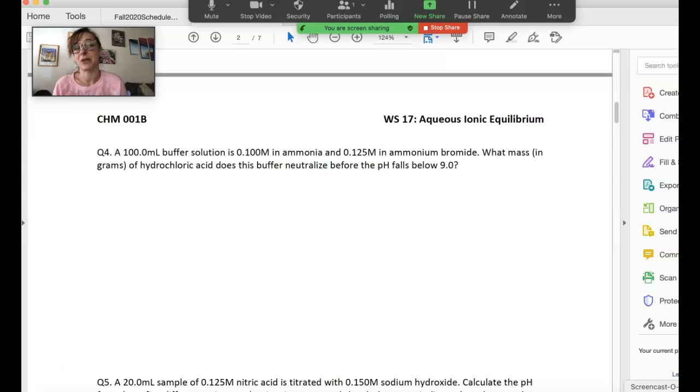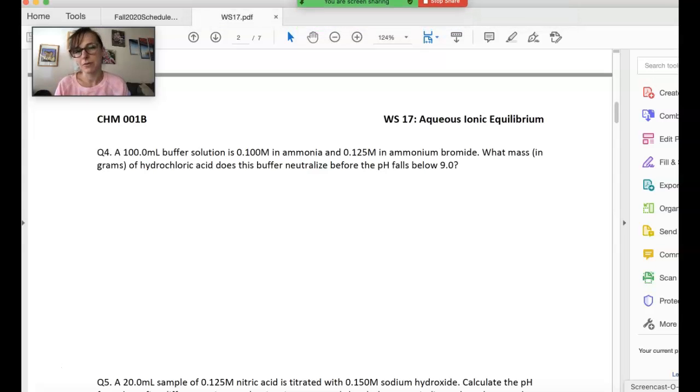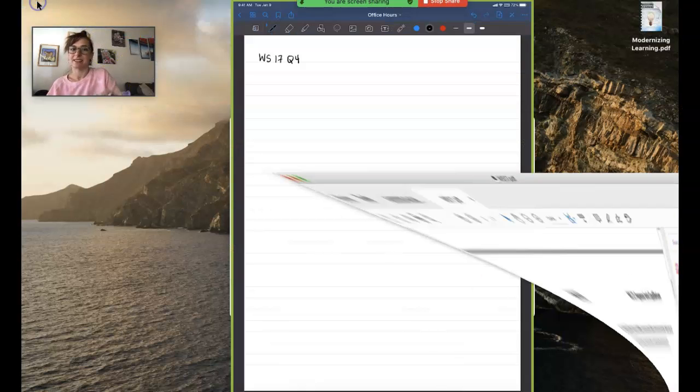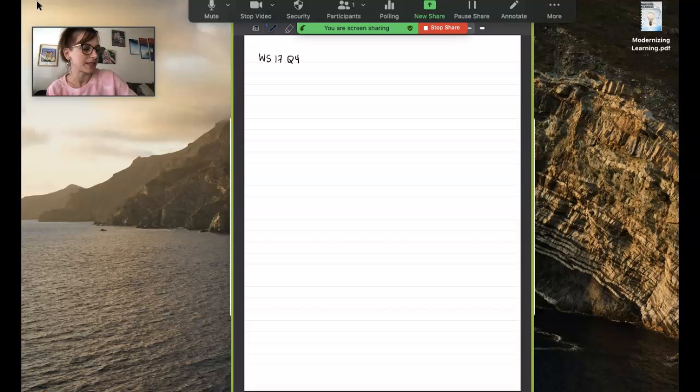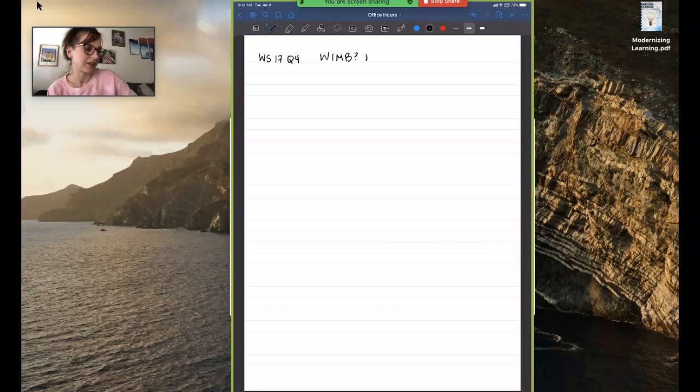It states that you have a 100 milliliter buffer solution that is 0.1 molar in ammonia and 0.125 molar in ammonium bromide. What mass in grams of hydrochloric acid does this buffer neutralize before the pH falls below 9.0? Okay. So let's just write down some things that we know. What's in my beaker? We're working with a buffer.